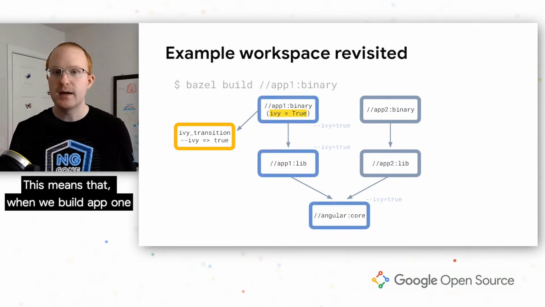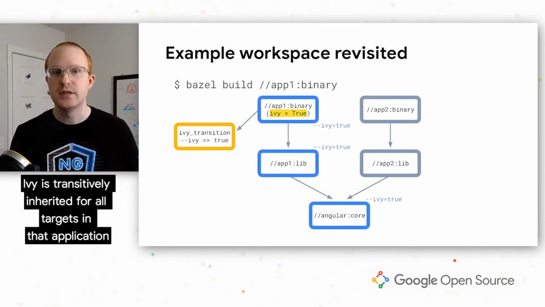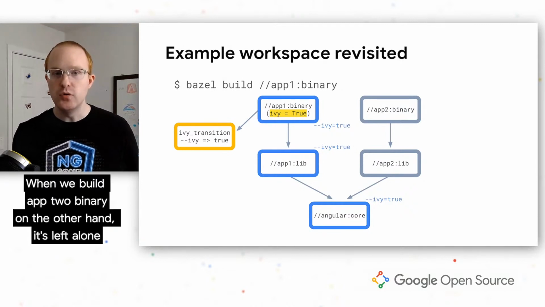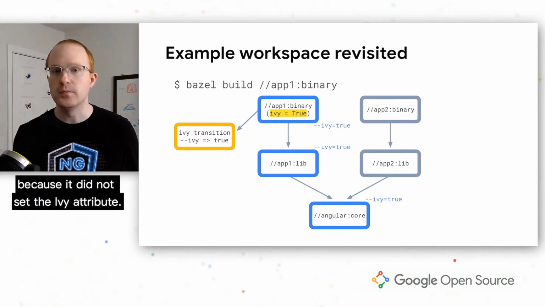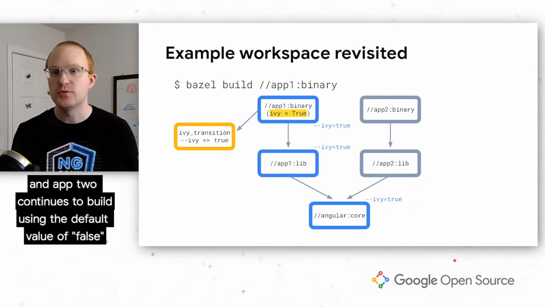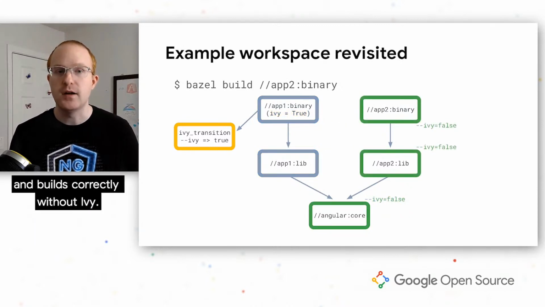This means that when we build app1, Ivy is transitively inherited for all targets in an application, as well as any shared libraries like Angular Core. When we build app2 binary, on the other hand, it is left alone because it did not set the Ivy attribute. So it does not have a transition, and app2 continues to build using the default value of false passed all the way down to Angular Core and builds correctly without Ivy.